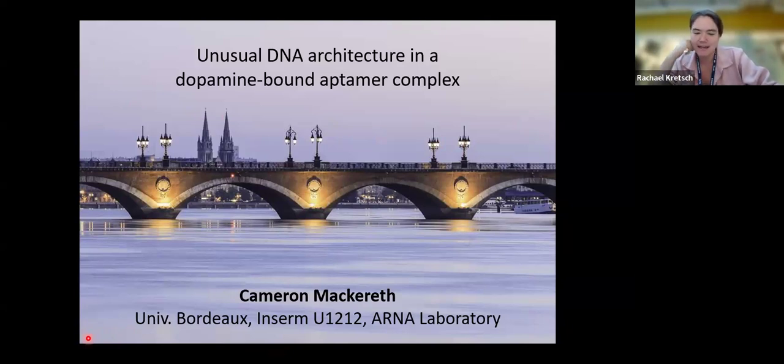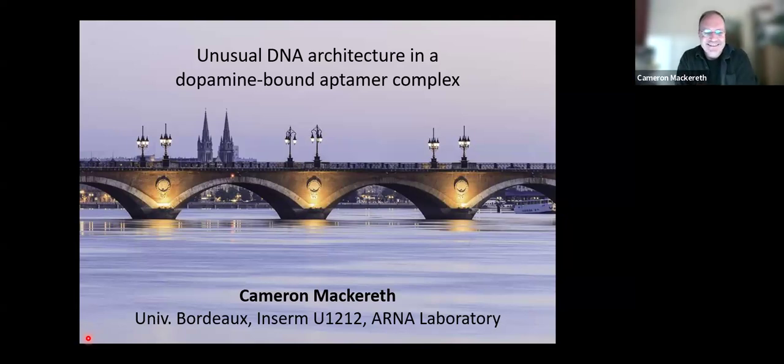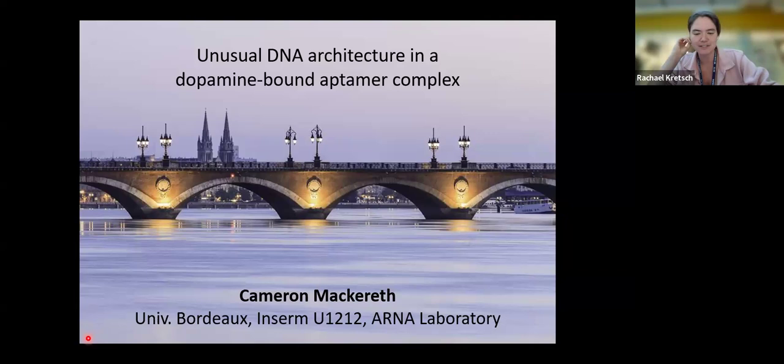Cameron Mackereth started his career in Canada, in, I believe, Vancouver, for his PhD, where he started thinking about protein families and NMR. And then he continued at EMBL in Heidelberg in Germany for his postdoctoral work, where he did wonderful NMR work on splicing mechanisms and other complexes. And now he is in France at the University of Bordeaux, where he works on wonderful new NMR technologies and has done really interesting work on nucleic acids.